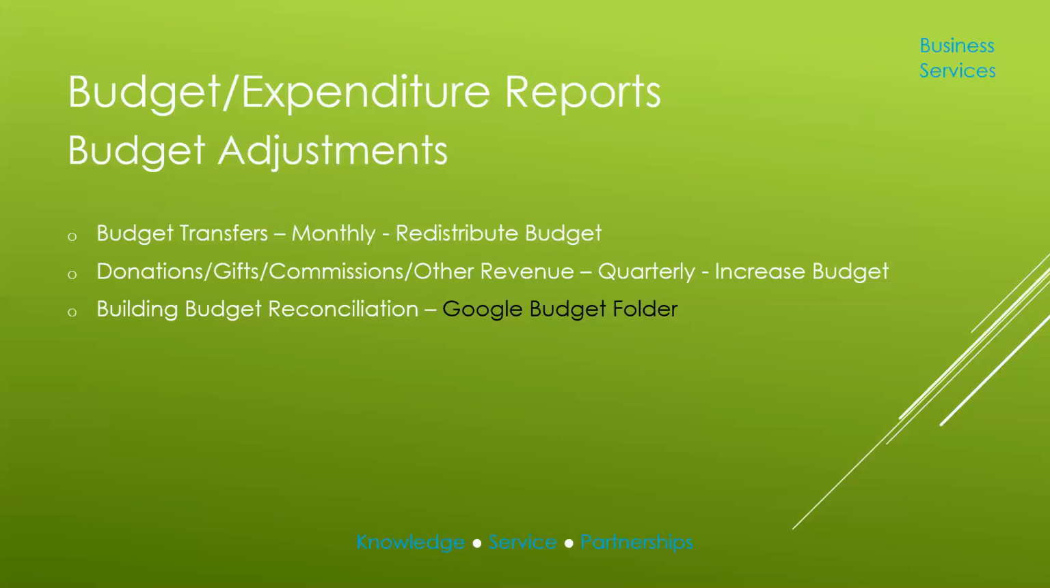On your Google Budget folder, you're also going to find a building budget reconciliation. It's called a BBR. And this basically gets you from your original budget to your revised budget that you see on your budget expenditure reports. And primarily those changes come from the donations.